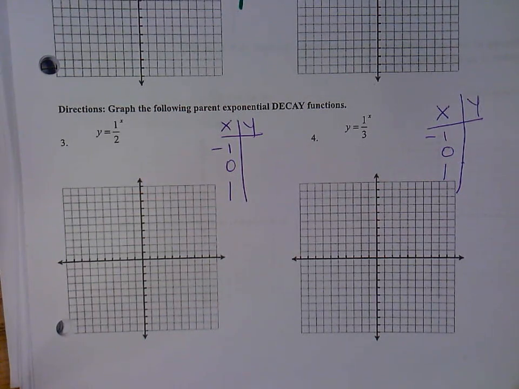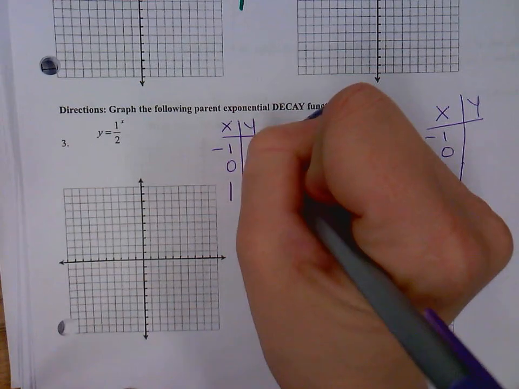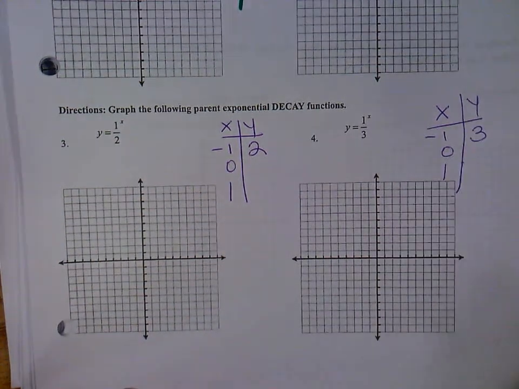What happens when I take the base to the negative first power? What does a negative exponent do? Takes a reciprocal. So when I start with a fraction, I get the number 2 in this box now. So it's flip-flopping the order of your points. So the negative first power is 2, and on this one, the negative first power is 3.